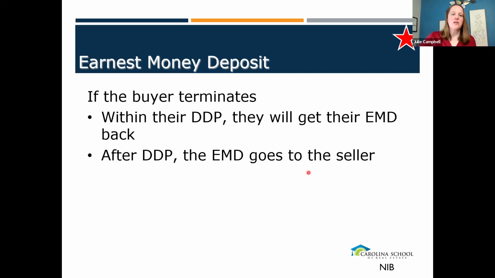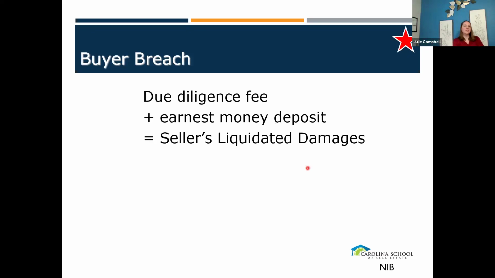For the buyer's breach, the due diligence fee plus the earnest money deposit are the seller's liquidated damages. Remember, we defined liquidated damages back in Unit 9. We said liquidated damages are money damages for breach, and they're monies that we agree on at the time of contract formation. That due diligence fee is a negotiable amount. That earnest money deposit is a negotiable amount. And if the buyer terminates after their due diligence period, the seller gets the liquidated damages. They will keep the due diligence fee plus the earnest money deposit.